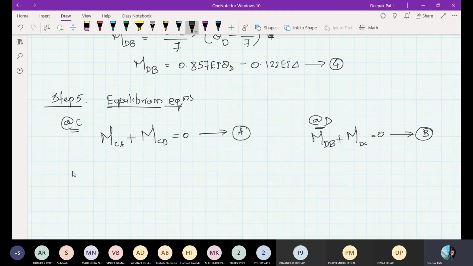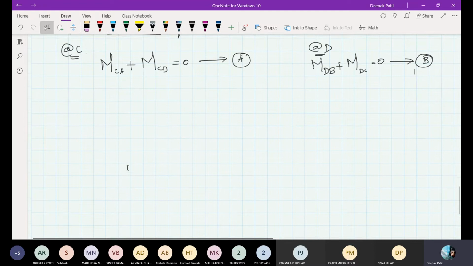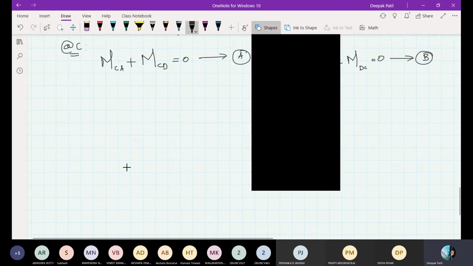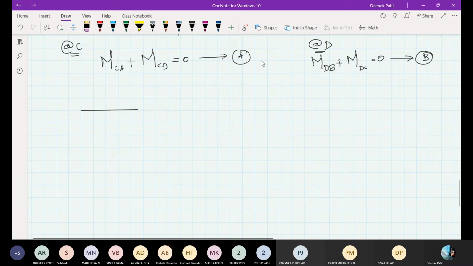And there is one more equilibrium equation. We call that the global equilibrium equation. Let me explain what the global equilibrium equation is. But before that, let me draw that frame once again. Whatever frame we have, I will draw it once again.